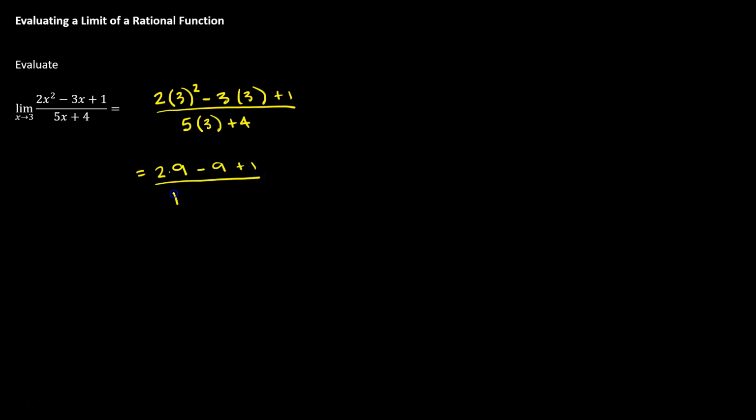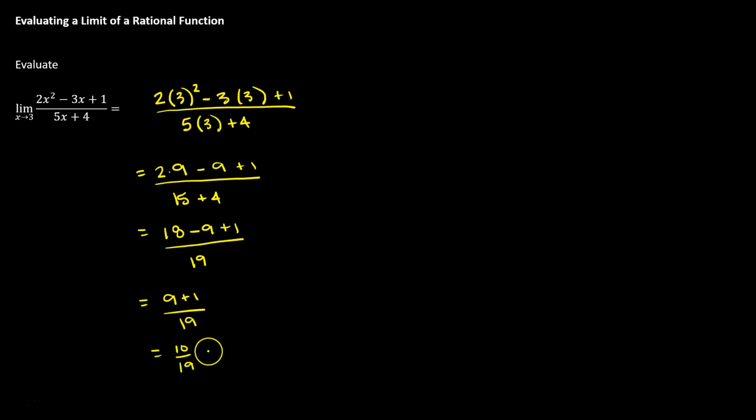Moving on to our denominator, simplifying even further. 18 minus 9 is 9, plus 1. In the numerator, we have 10 over 19.